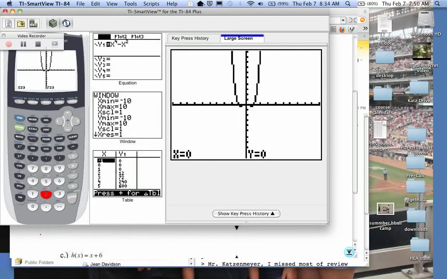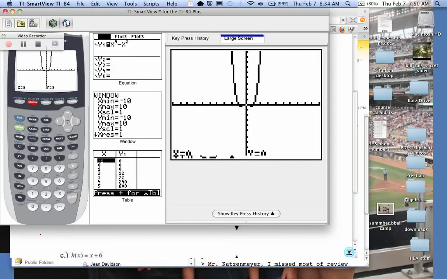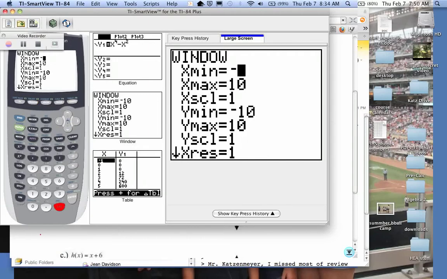I'm just zooming in a bunch. You can kind of see. I guess I wasn't zooming in maybe.